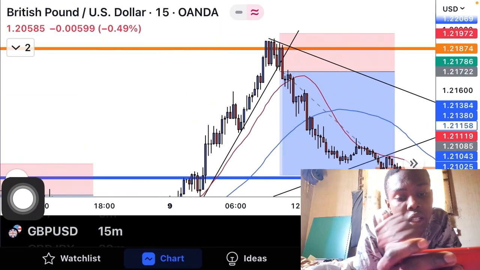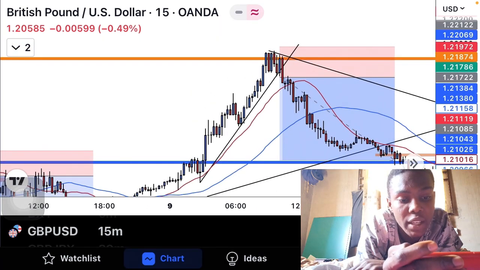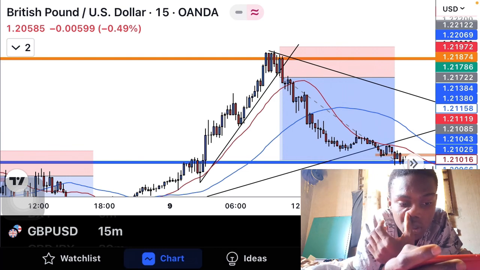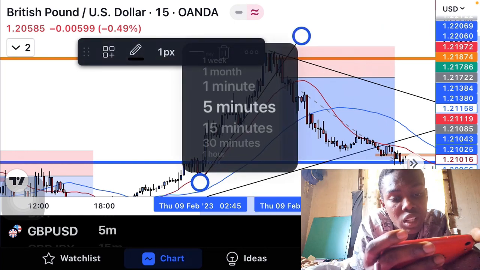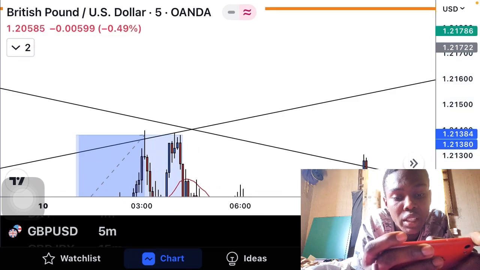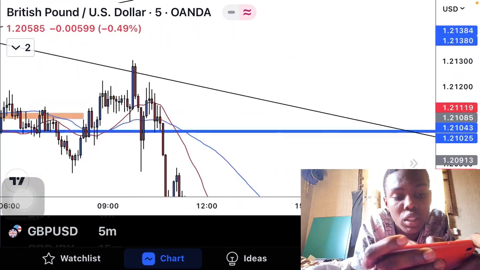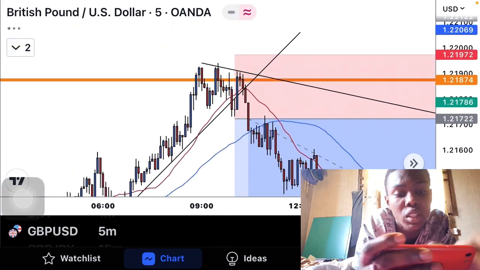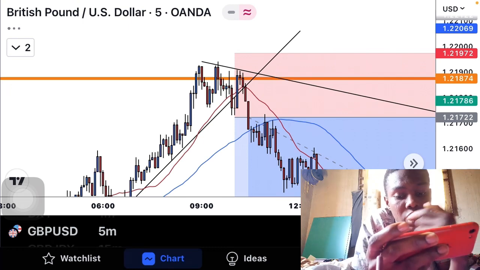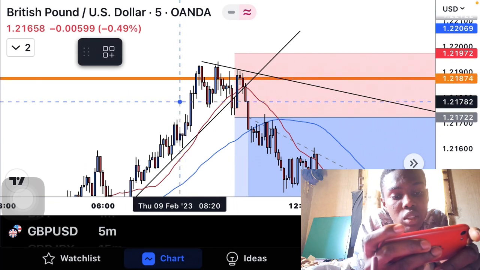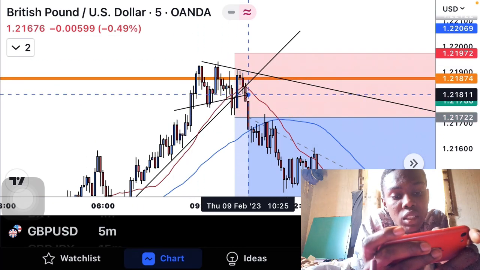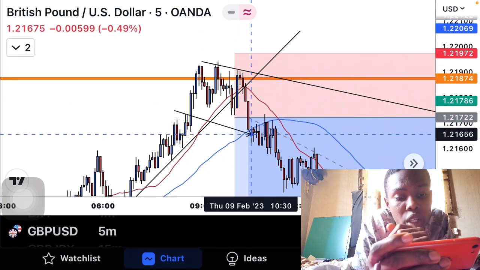So this other trade right here, price got to this level, this orange line, and I drew my trend line. As you can see, this is my trend line. I drew my trend line, waited for the break of that trend line and a little structure right here. As you can see, price consolidated at this area, so I waited for the break.